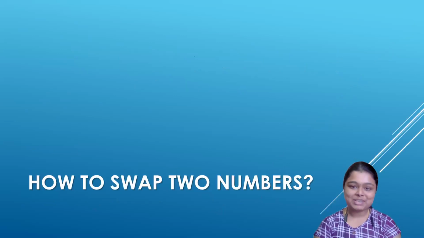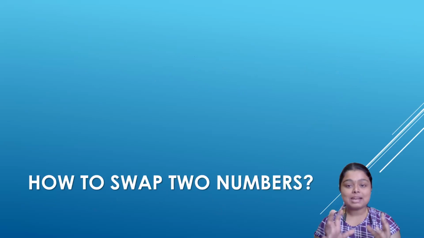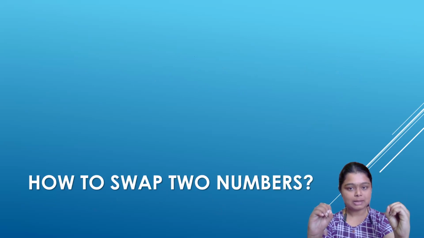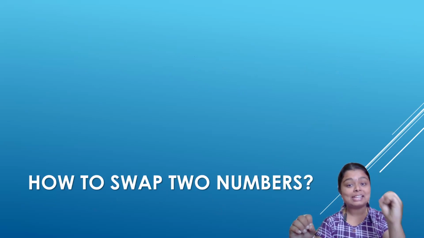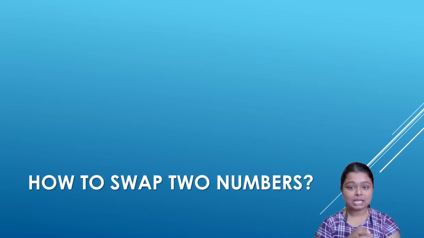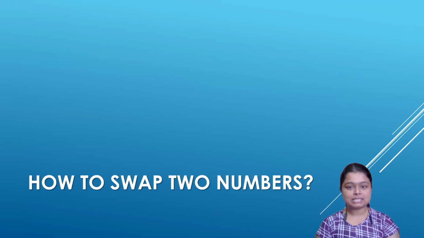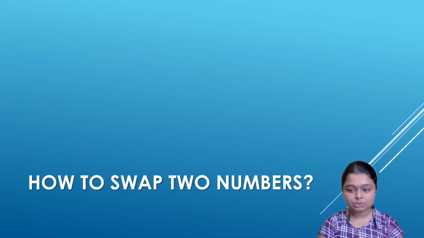So how to swap two numbers. What is swapping? After taking two numbers, say the number in A and the number in B, after swapping the number that was in A goes to B, and the number that was in B goes to A. Swapping is nothing but interchanging the values of two variables. Okay, so let's see how to do that.